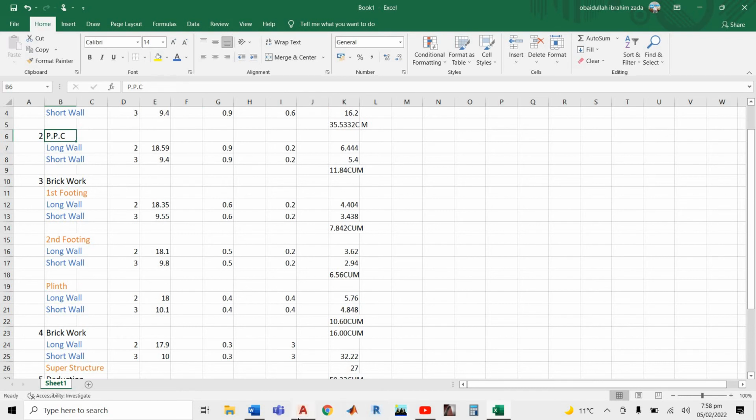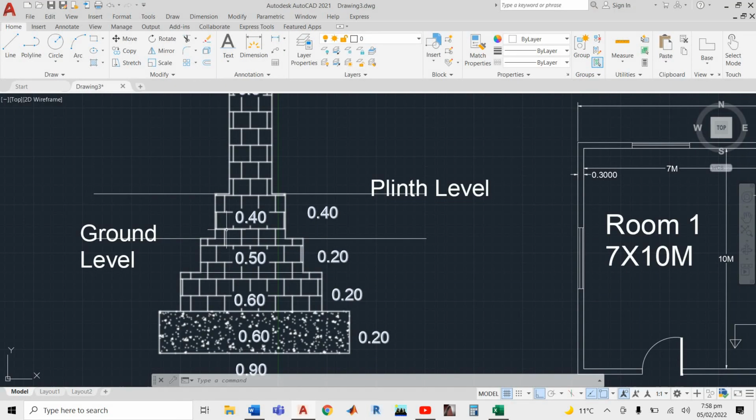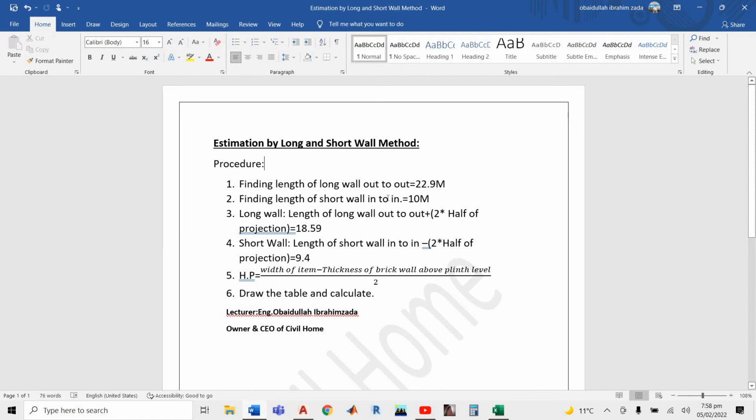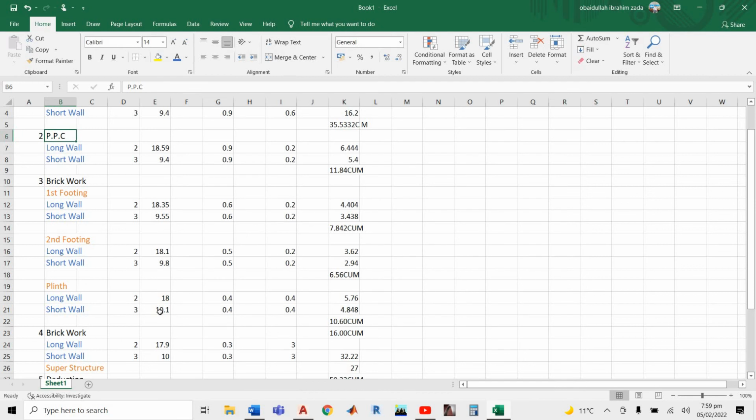And in here also you have to multiply these, you get 2.94 and you have to sum it. Then we reach it in plane level. It's our plane level. In here also our length will be different. First of all, for long wall we have to get that 22.9 plus half of the projection 0.40 minus 0.3 divided by 2 and multiply to 2 plus length of long wall, and you will get the answer 18.